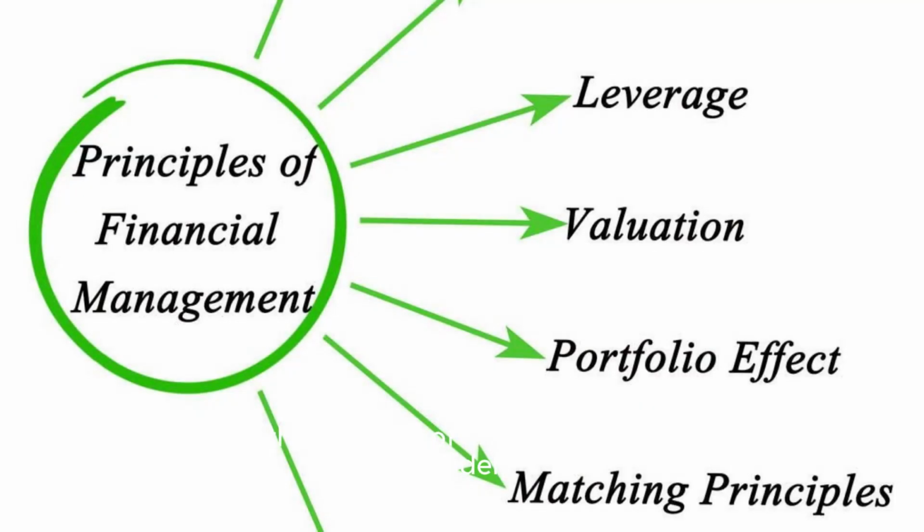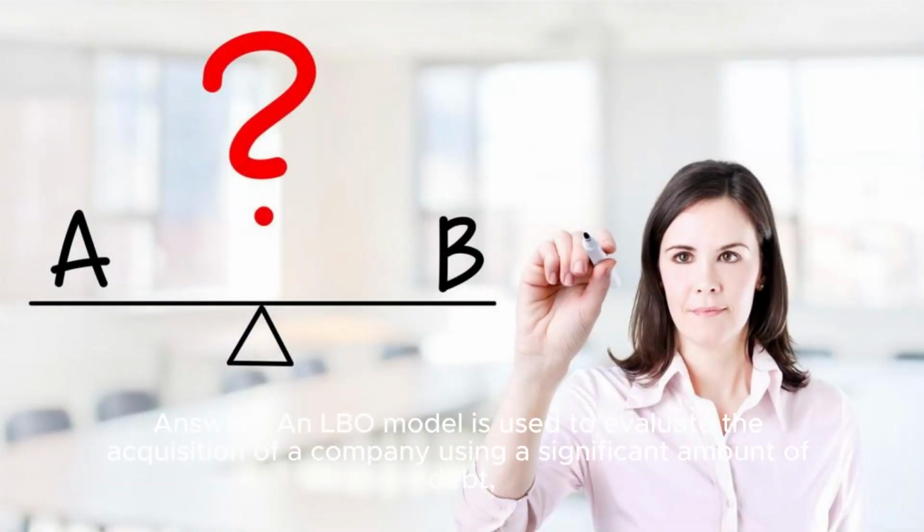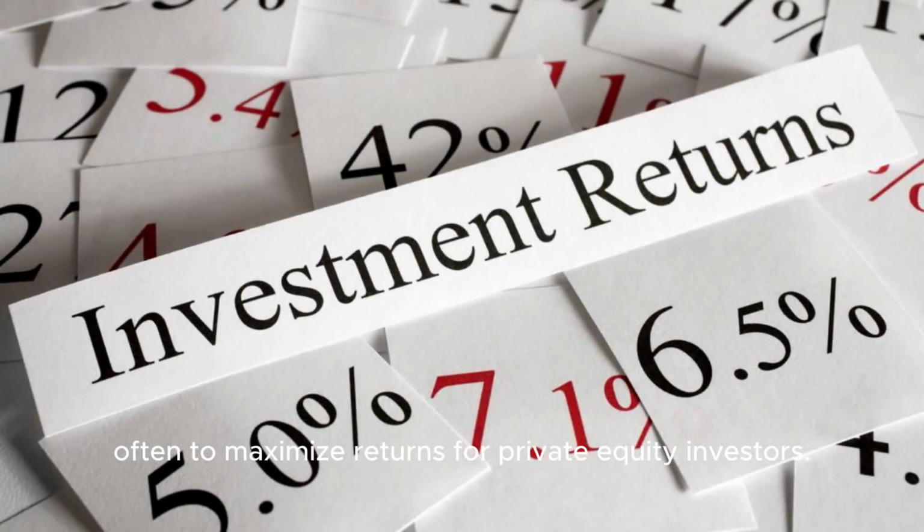48. Explain the concept of a leveraged buyout LBO model. Answer: an LBO model is used to evaluate the acquisition of a company using a significant amount of debt, often to maximize returns for private equity investors.